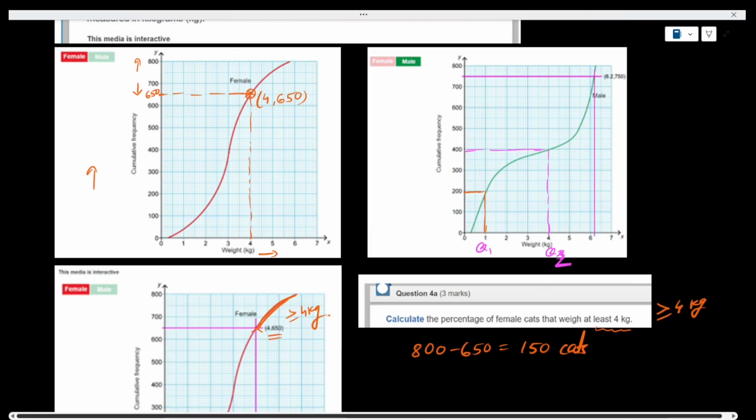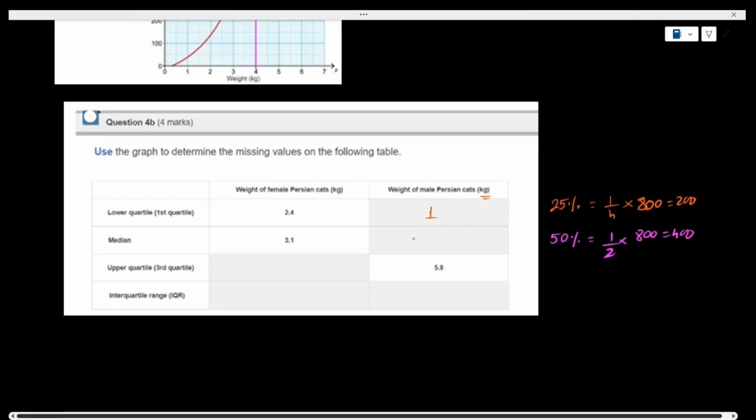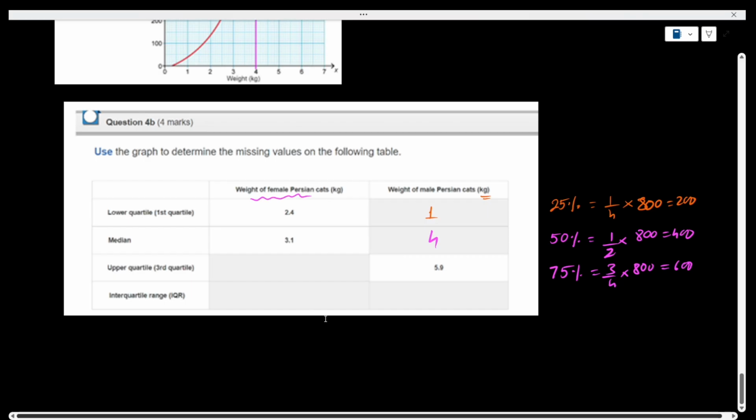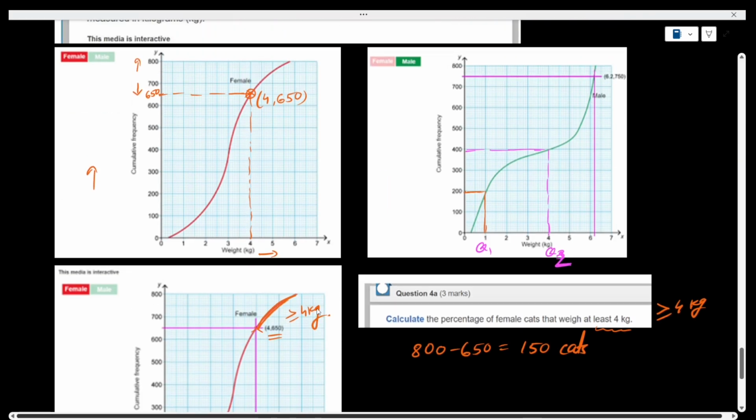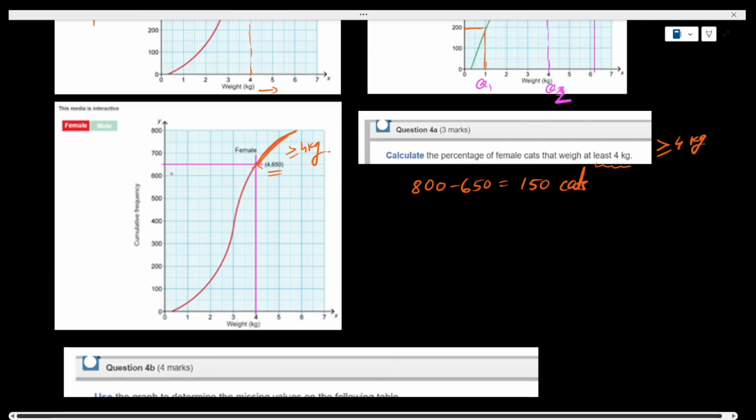So the 400th value, the median, is going to be 4 kg. You will mention 4 kg here. Now the upper quartile, the 75th percentile, means 3/4 of 800. If I take it, it's the 600th value. But this one we need to find for the female Persian cat. So take the 600th value in this chart here. I can use this graph also. So this is the 600th value here.